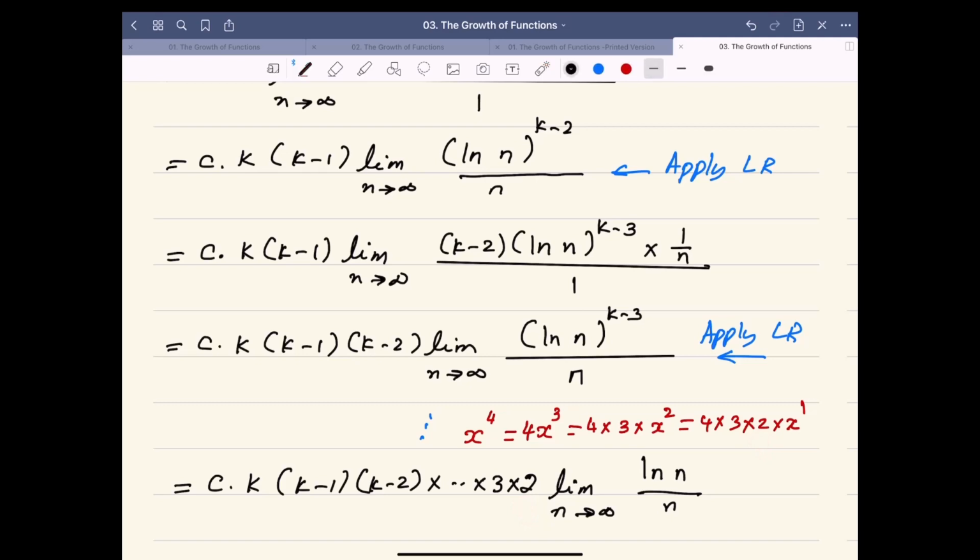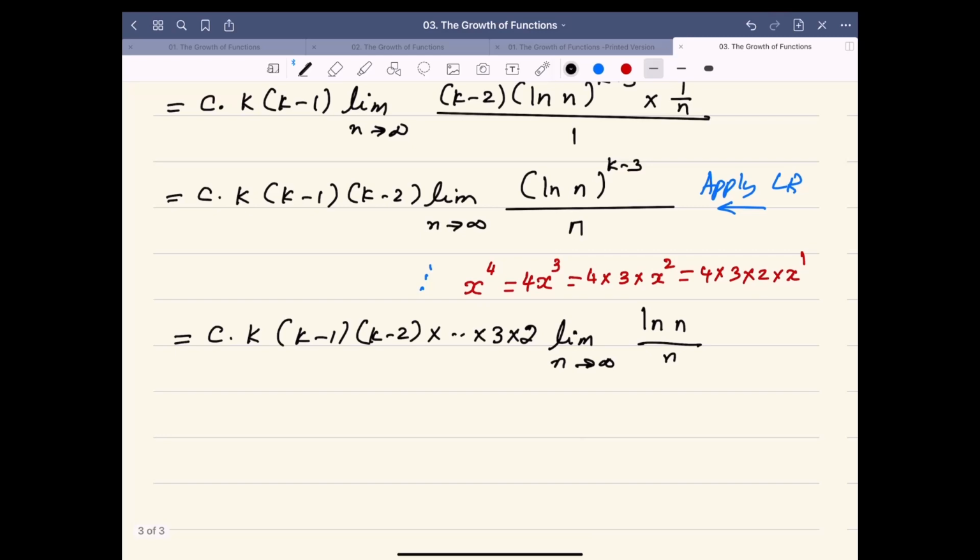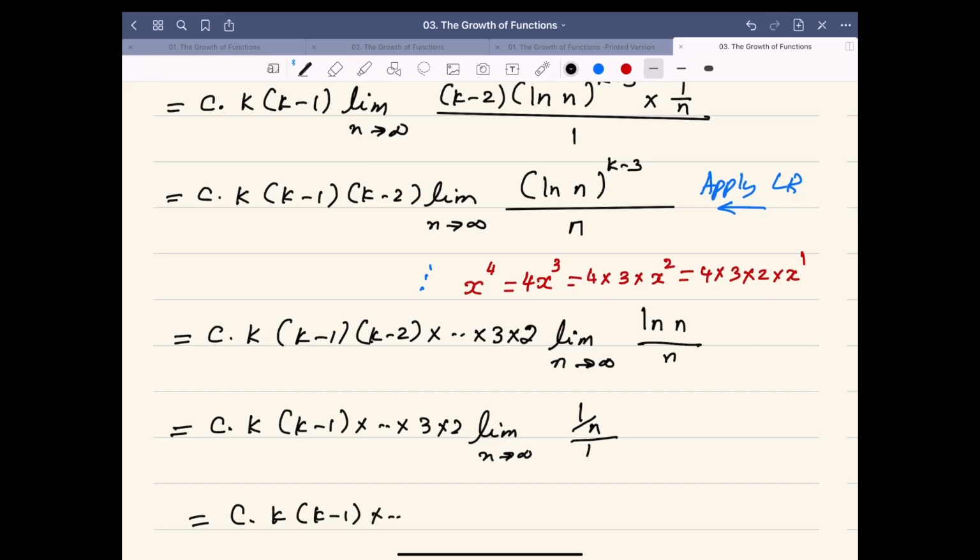Now if you continue, take the derivative of this equation, ln of n over n, and the equation will be equal to, again, c multiplied by k minus 1 multiplied by 3 by 2. And after applying L'Hopital's rule, it will be 1 over n over 1, which is equal to c multiplied by k minus 1 by 3 by 2, limit of 1 over n.